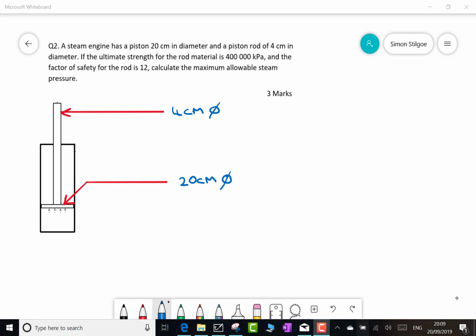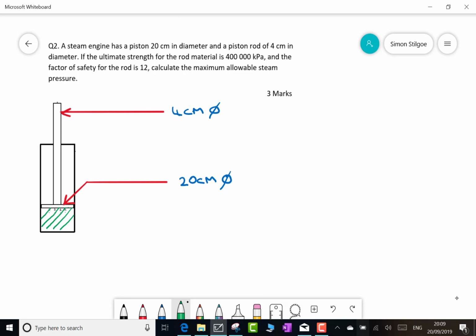So to start off this question then, I've got to think really about what they are actually asking for. Well, the question is looking for the maximum allowable steam pressure, and that steam pressure is going to occur within the cylinder itself between the bottom of the cylinder and the position that the piston is in. And I want to know, so I don't exceed the allowable strength of the piston rod, how much steam pressure am I allowed to put in there? That's what it's asking me.